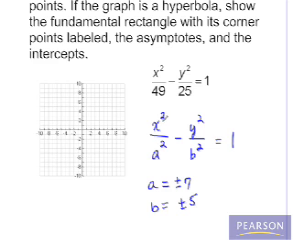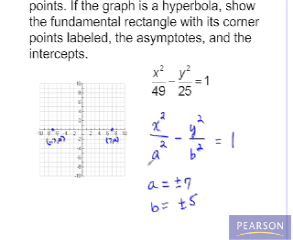So our two x-intercepts occur at (7, 0) and (-7, 0). So label those 2 points. Here we have (7, 0), and out here we have (-7, 0). So our hyperbola will pass through those 2 points.